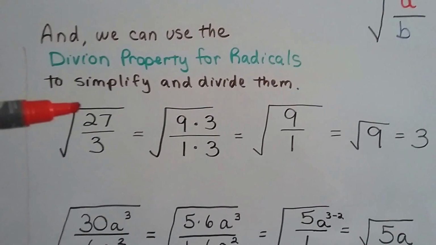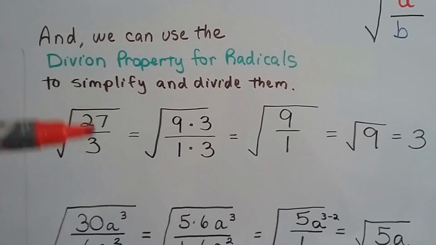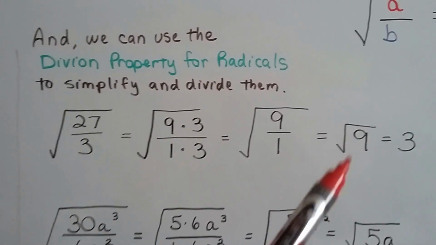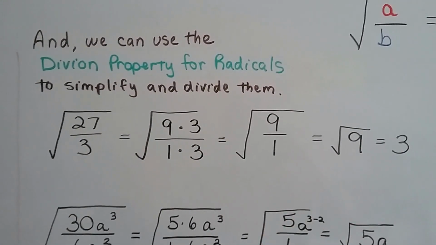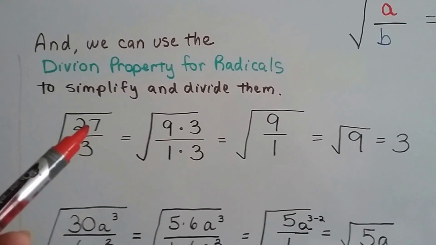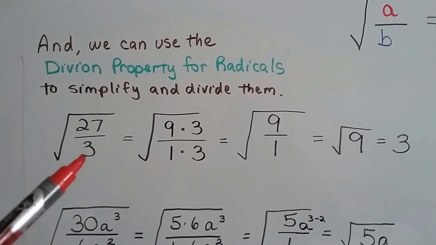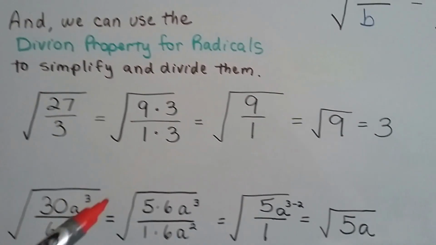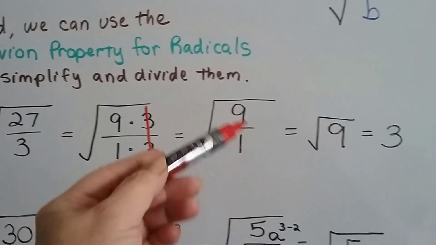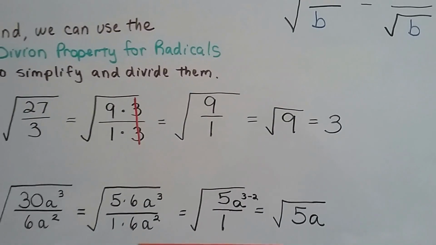We've got the square root of 27 over 3. That's essentially 3 goes into 27 9 times, doesn't it? So we're doing the square root of 9. We can pull out perfect squares. 9 times 3 is 27. 1 times 3 is 3. That makes a 1, doesn't it? We end up with 9 over 1, which is a 9. The square root of 9 is 3. See?